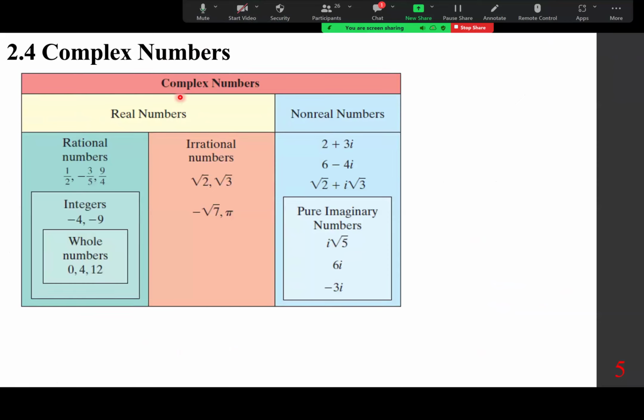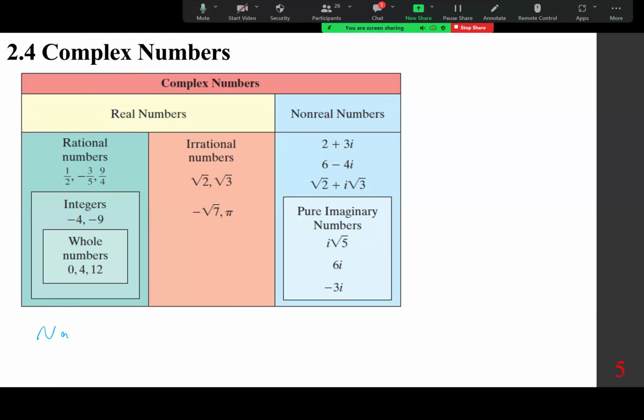So we have whole numbers, integers, rational numbers, irrational numbers, real numbers, non-real numbers, and all of them together is complex numbers. So we also have natural numbers. Let me just write this for you.